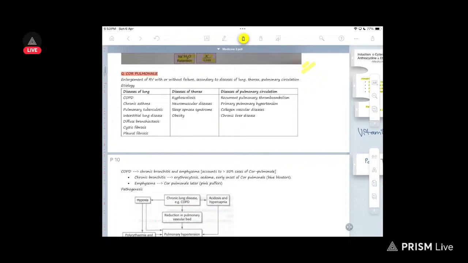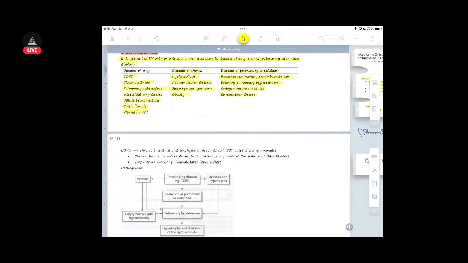So, cor pulmonale is enlargement of right ventricle with or without failure secondary to disease of thorax, pulmonary circulation. So etiology can be COPD, asthma, pulmonary TB, interstitial lung disease, diffuse bronchiectasis, cystic fibrosis, pleural fibrosis, etc. And disease of thorax can be kyphosis, neuromuscular disorders, sleep apnea, obesity. Diseases of pulmonary circulation are recurrent pulmonary thromboembolism, primary pulmonary hypertension, collagen vascular diseases, and chronic liver disease.